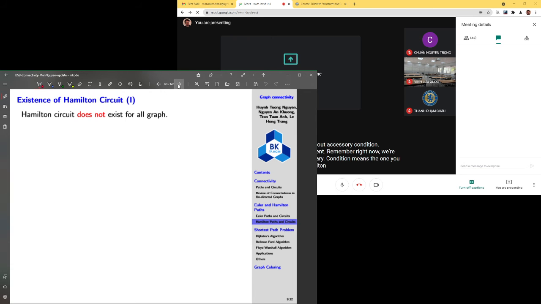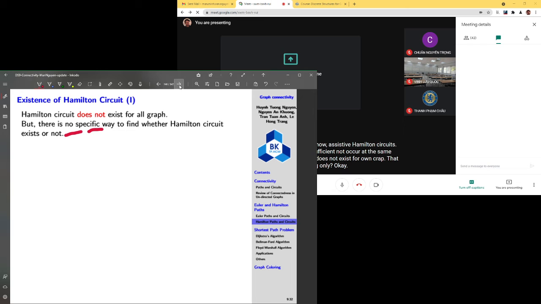Therefore, because the necessary and sufficient conditions do not occur at the same time, we conclude here the Hamilton circuit does not exist for every graph. That means that structure exists for some certain graphs only. Okay, and the second one is that I told you before, there is no specific way to find out whether the circuit exists or not. So that's the problem. Okay, so we have to check by the rules I mentioned before.